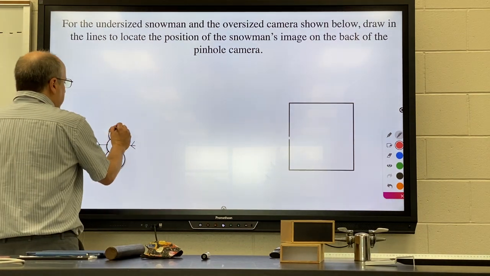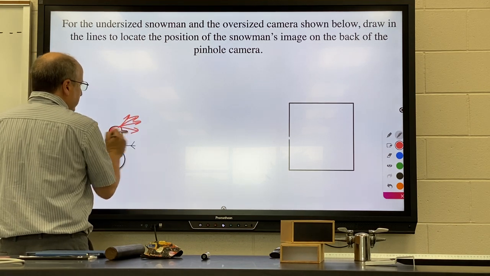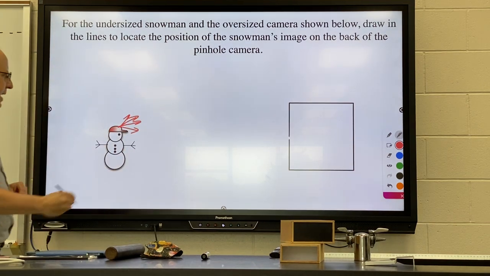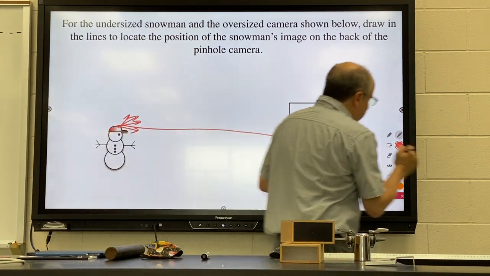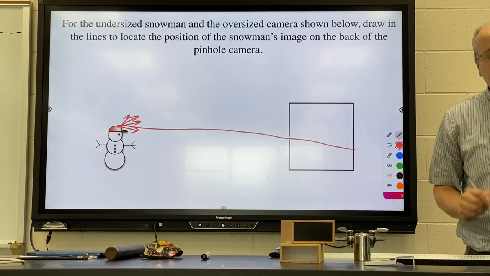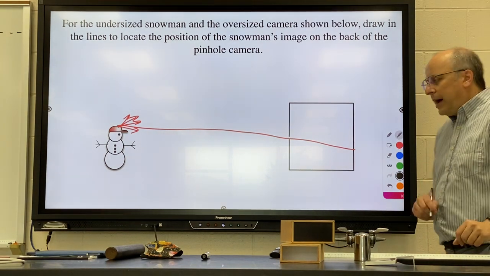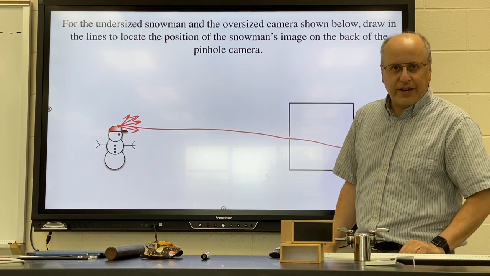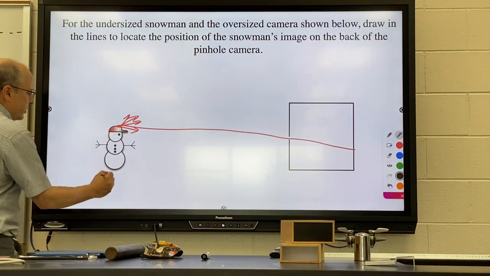You should know that light comes off of the snowman and heads in all different directions. One of those directions will actually travel right through the pinhole and strike the back of the camera. Obviously, this should be a perfectly straight line, but I am not competent enough to draw a straight line. The same is true for all other parts of the snowman.